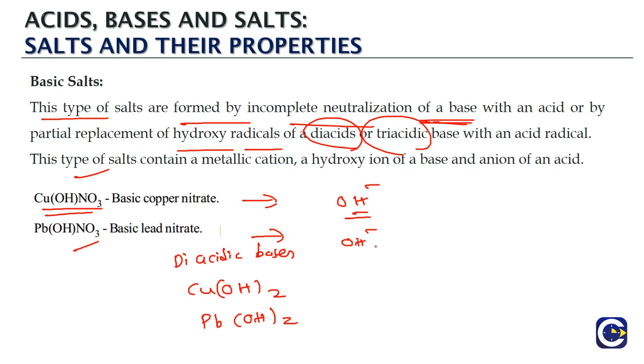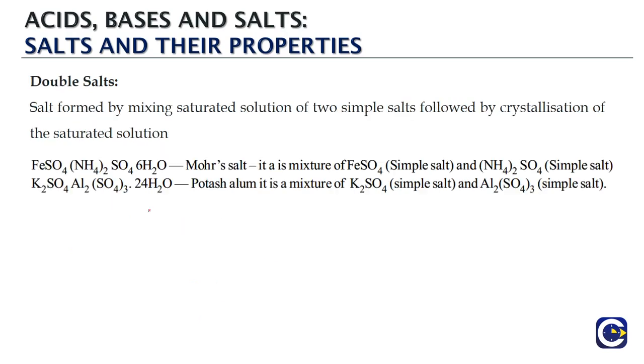If the cation part is not having any extra hydroxy groups, if the anion part is not having any extra hydrogens which can come out, then such type of salts will be called as the neutral salts. So this is about the classification of salts into acidic, basic and then neutral.